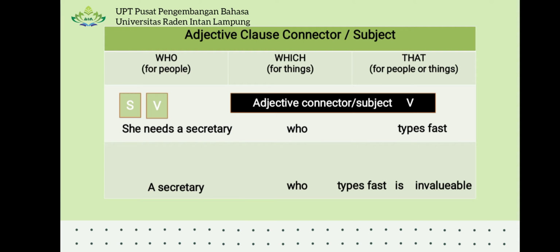Maka yang dimaksud dalam kalimat tersebut adalah dia membutuhkan sekretaris yang mengetik dengan cepat. Begitu juga contoh kalimat yang ada di baris bawah. Subject a secretary tidak berdampingan langsung dengan verb dari subjek tersebut karena subjek tersebut dijelaskan oleh sebuah adjective clause. Then the verb of the first clause or independent clause can be mentioned after the adjective clause ends.